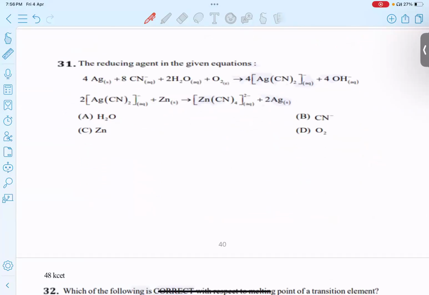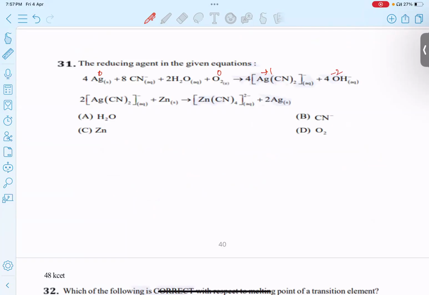Next, question number 31: the reducing agent in the given equations. Four options are given, and two equations are given. Here, the oxidation number of Ag is 0, which changes to +1. Therefore, in the first equation, silver undergoes oxidation, so it acts as a reducing agent. Okay, let us check all the elements. The oxidation number of oxygen in O2 is 0, and in OH minus it is -2.